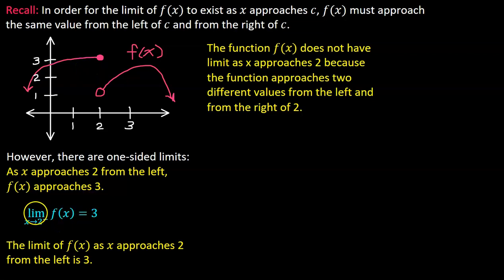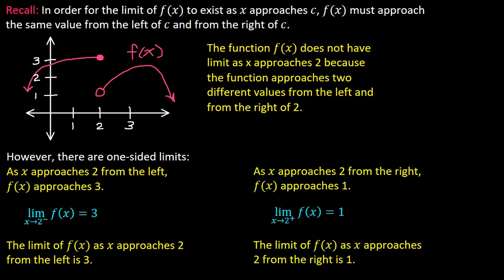We use this limit notation for a one-sided limit. Notice the negative sign right here. That's the part that means from the left. So as you read this notation, you would say the limit of f of x as x approaches 2 from the left is 3.